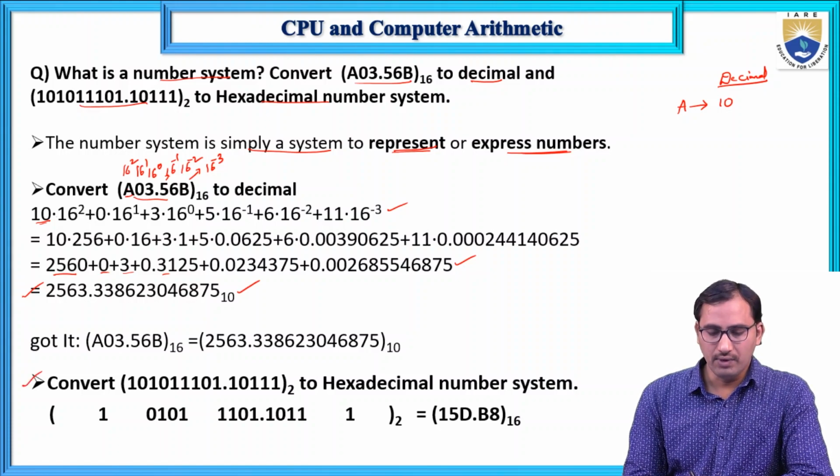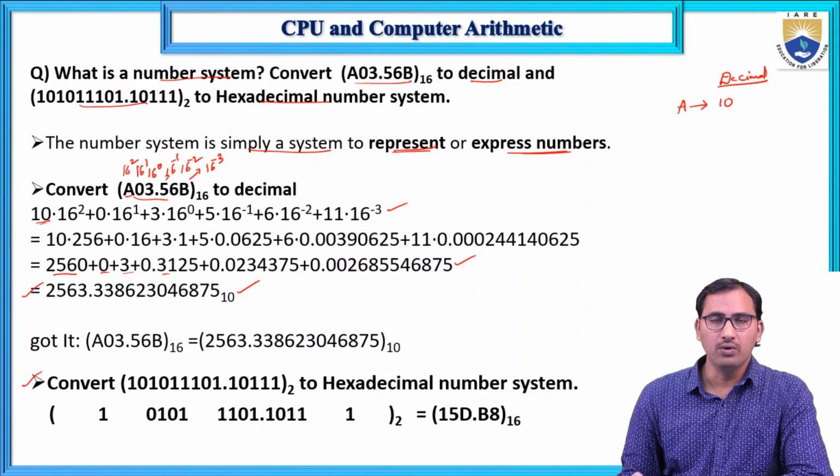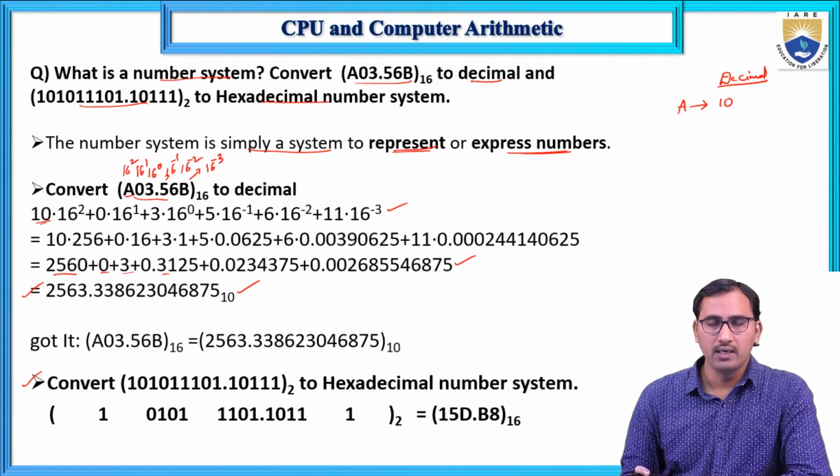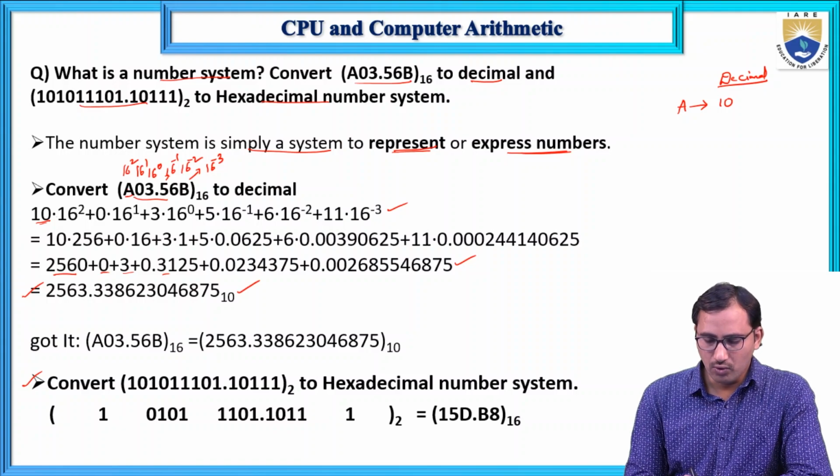And next one, convert the given binary number into the hexadecimal number system. In order to convert from binary to hexadecimal, first we have to take groups of 4 bits in the binary number. So these 4 are one group. Next, these are one group. Only one number is left, so I am adding zeros to the left of that one.